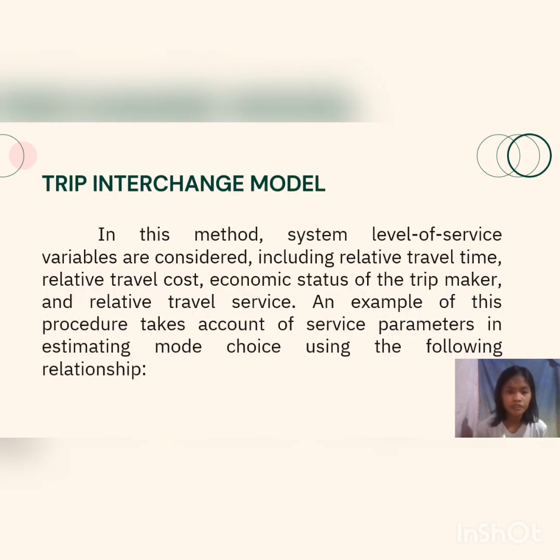So, the interchange model. In this method, system level of service variables are considered, including relative travel time, relative travel cost, economic status of the trip maker, and relative travel service. An example of this procedure takes account of service parameters in estimating mode choice using the following relationship.